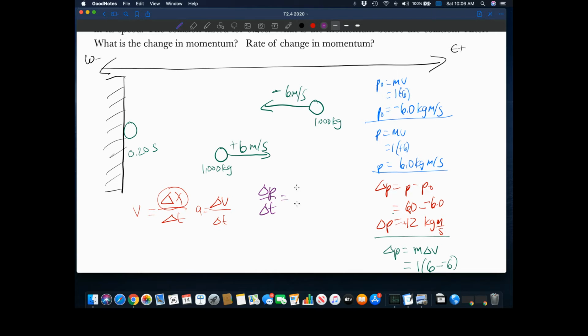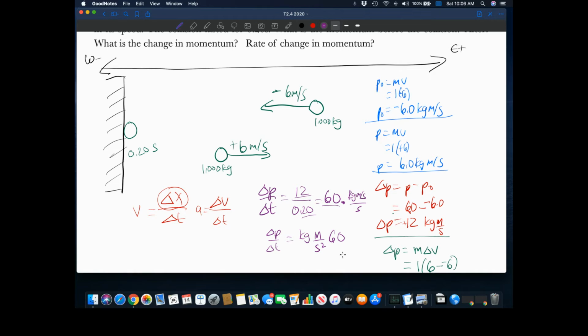So we have a delta p of 12, and the time is 0.20. And so that means that we have a rate of change in momentum of 60. Two significant digits, two significant digits, two significant digits. We put a dot there indicating the 0 is significant. And now we've got the units. So we've got kilogram meters per second on top over seconds. So our final units then are kilogram meters per second squared. And that's 60 kilogram meters per second squared.